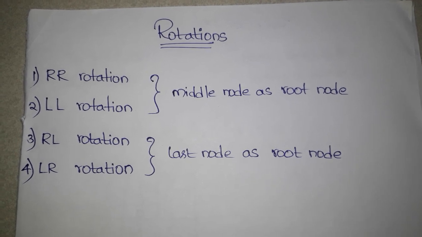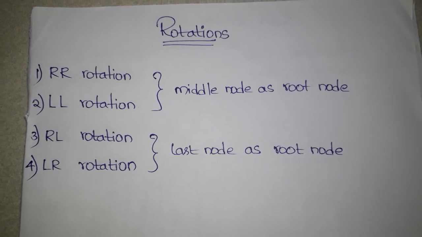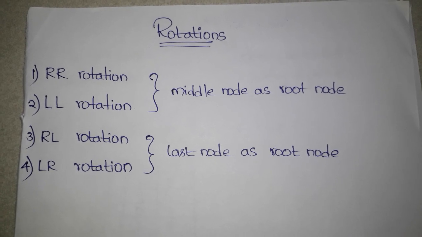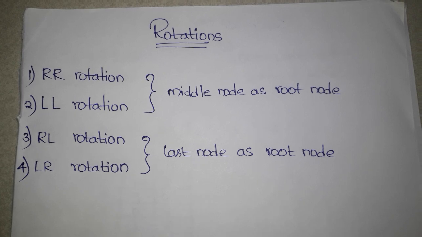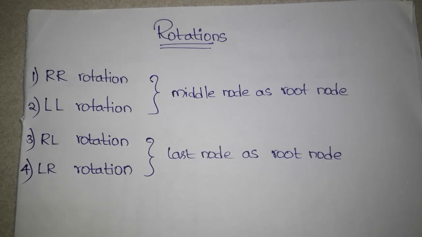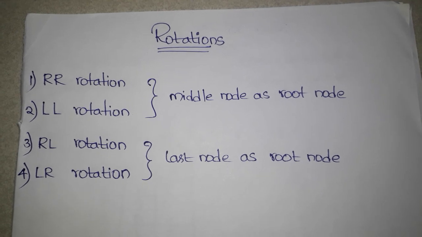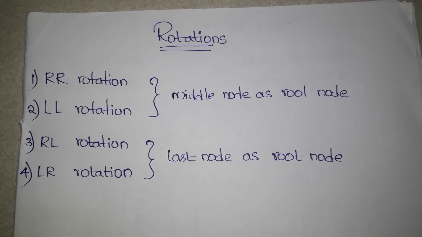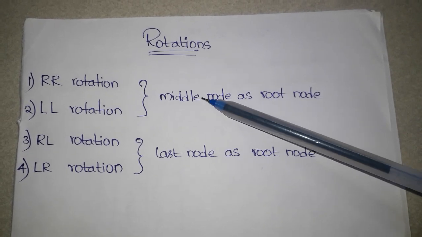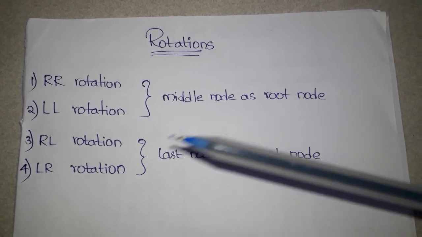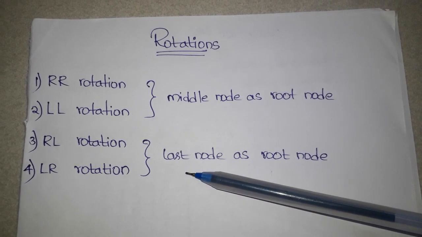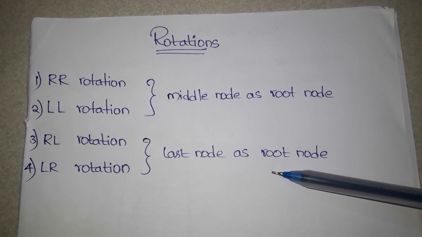Coming to the rotations, we have a total of 4 rotations. Those are RR, LL, RL, LR. Here R represents right, L represents left, which means right rotation, left rotation, right-left rotation and left-right rotation. If we get RR or LL rotations, then we need to keep the middle node as the root node. If you get the rotations RL and LR, then we need to keep the last node as the root node.